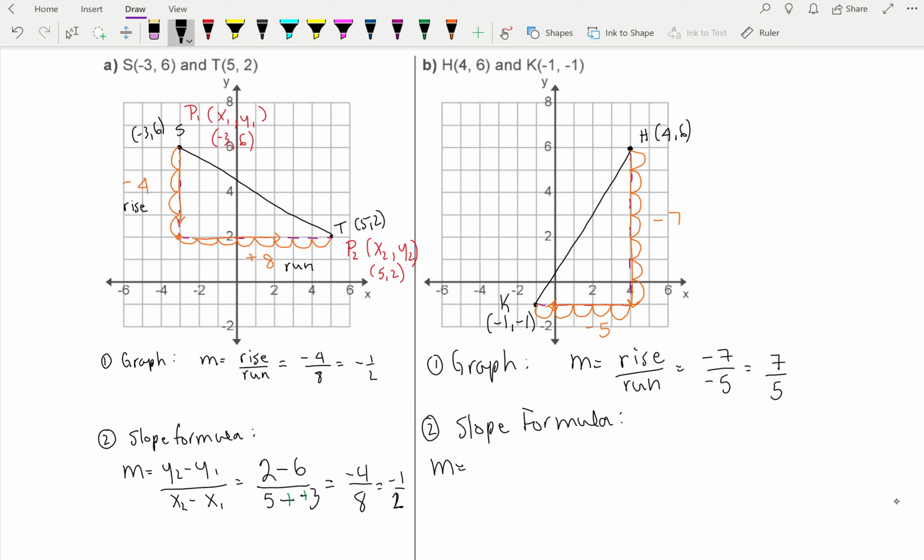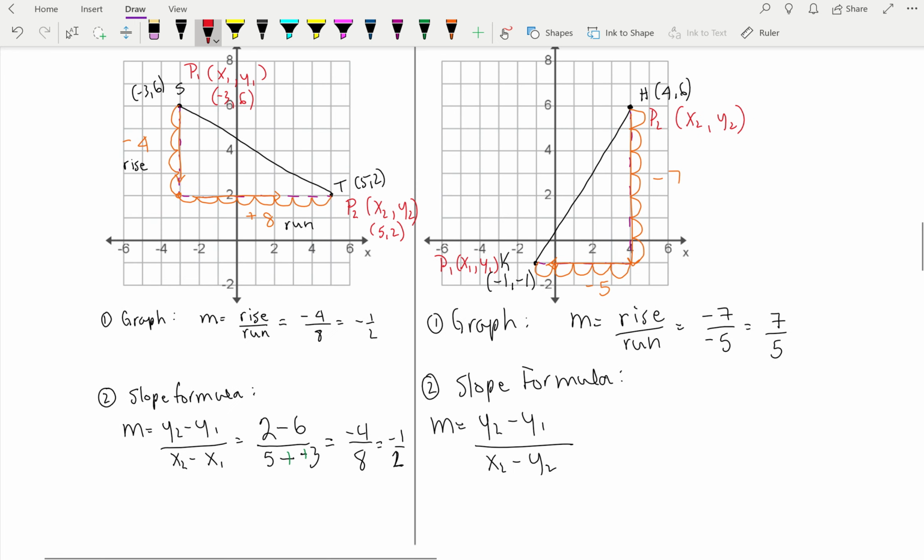Okay, slope is y2 minus y1 over x2 minus x1. I'm going to consider K my point 1, which is x1, y1, so in our case negative 1 and negative 1. And H is going to be our point 2, which is x2, y2. So we're going to plug those numbers into our formula.